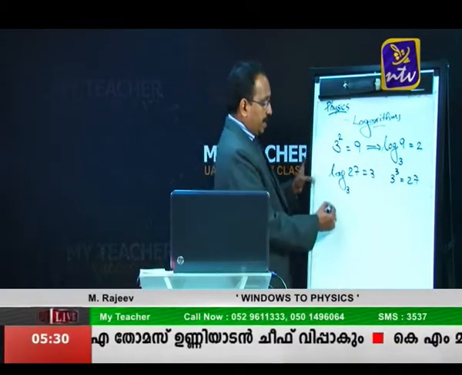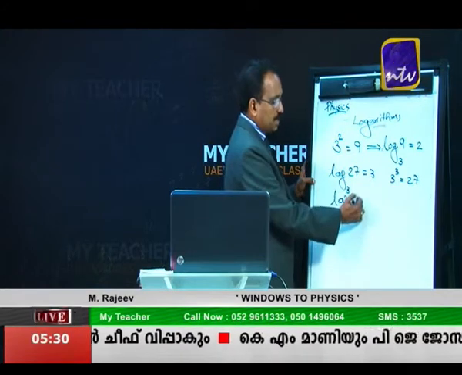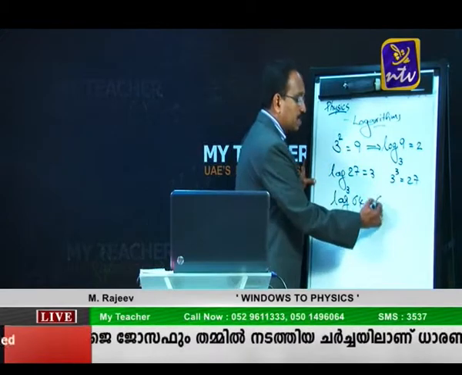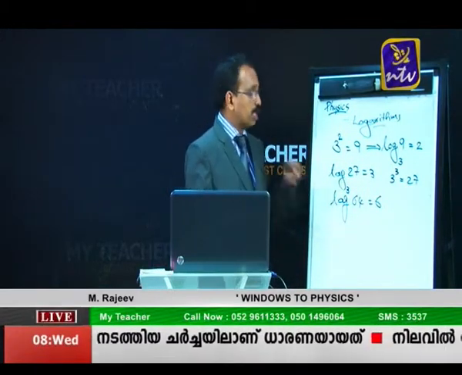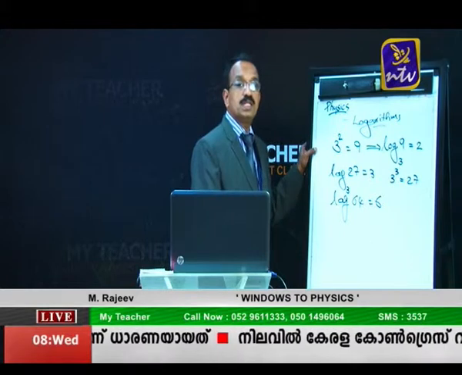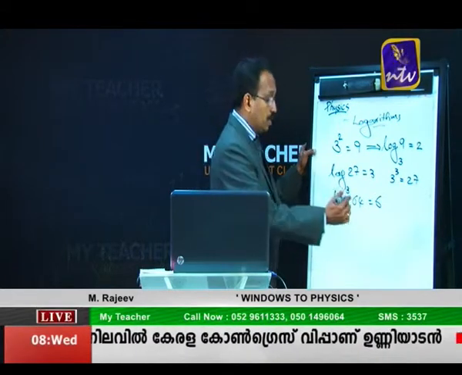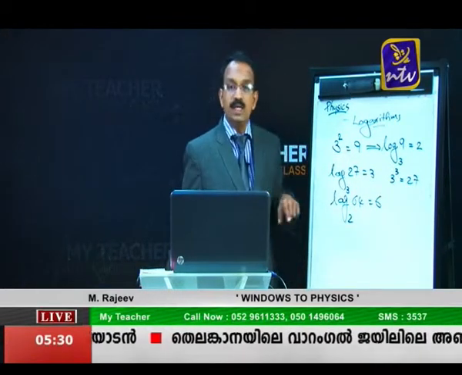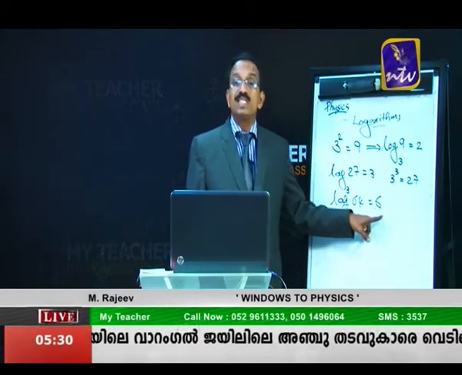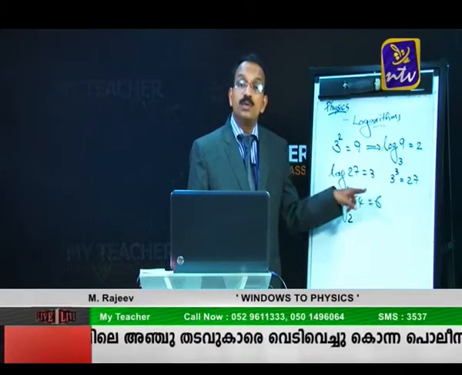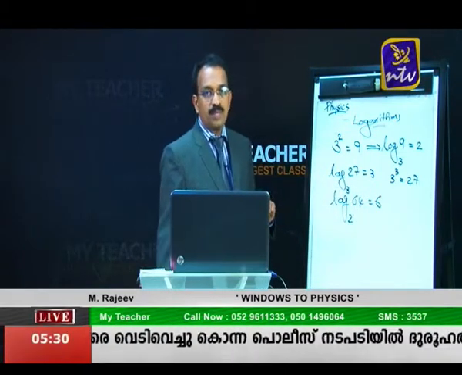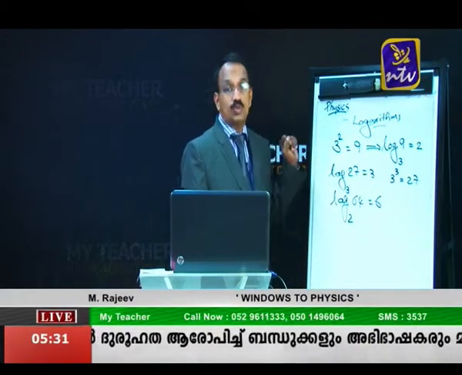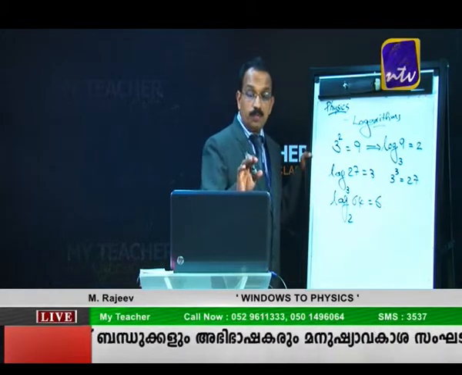Again, if I write logarithm of 64 is equal to 6, what must be the base? Base must be 2. Is that clear? That means we know 2 raised to 6, or 2 to the power 6, is equal to 64. Right? Logarithm of 64 is equal to 6 if the base is 2. I hope it is clear.